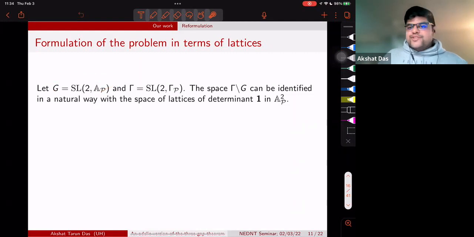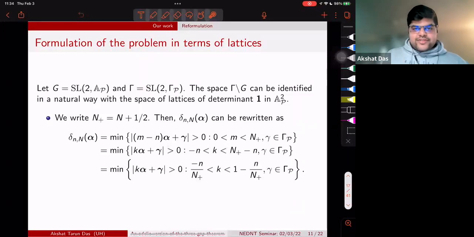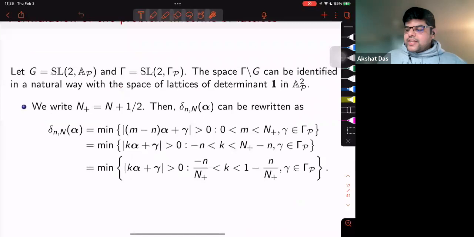Okay, so now that we have a space of lattices, the first step in this whole reformulation process is to rewrite the nearest neighbor distance in terms of a function on this space of lattices that we have. In order to do that, for some technical reasons in the proof, we replace n with n plus half, and we denote it with n plus. The next step is, in place of m minus n, let's take it to be equal to k.